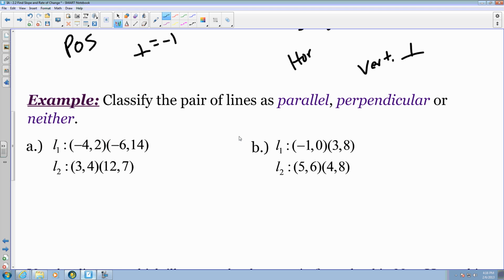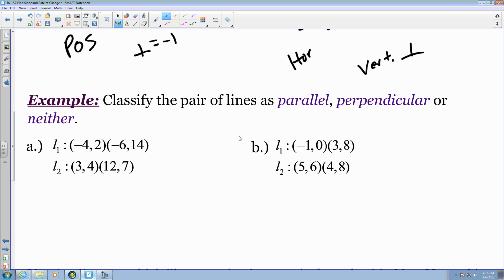Okay. Last thing, I want to classify the pair of lines as parallel, perpendicular, or neither. So again, we're just going to use that slope formula to determine it. If both lines have the same slope, we can say they're parallel. If they have the negative reciprocals of each other, we can say they're perpendicular. If they have neither of those things, then it's neither.